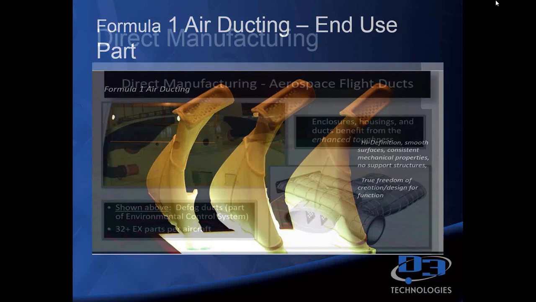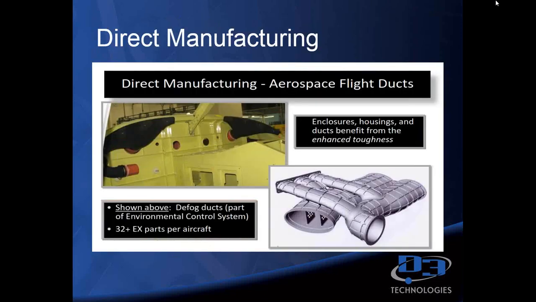This is another direct end-use manufacturer. Again, air ducts. A lot of air ducts are being used in aerospace today because it's faster, easier, and less expensive. In this example, as shown above, they have defog ducts as part of their environmental control system. There are about 32 EX or Duraform EX material parts that are used on the aircraft.